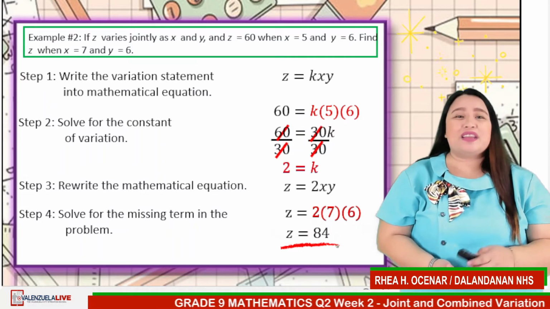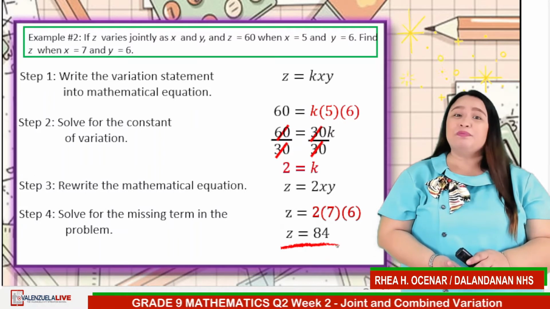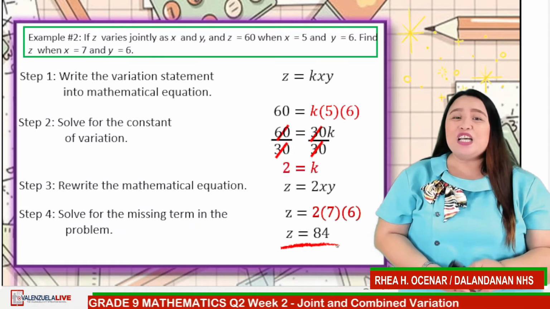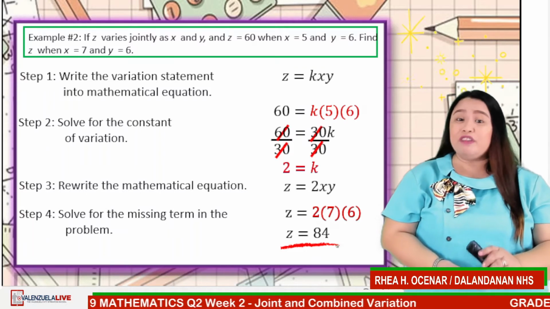Do you understand now the joint variation? Very good. Let us proceed to the last type of variation.